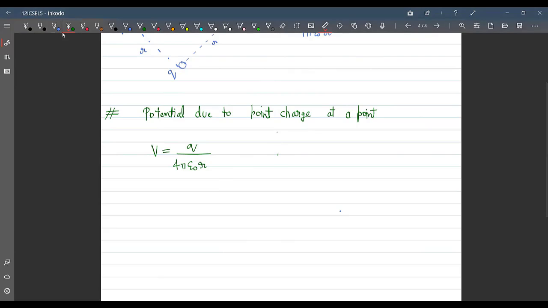And suppose for a point charge, you want to draw the graph between potential versus the distance. So there is an inverse relation. As r increases, potential will decrease.